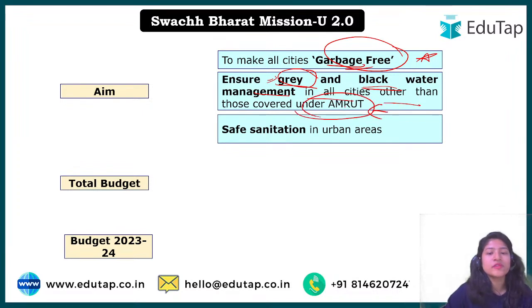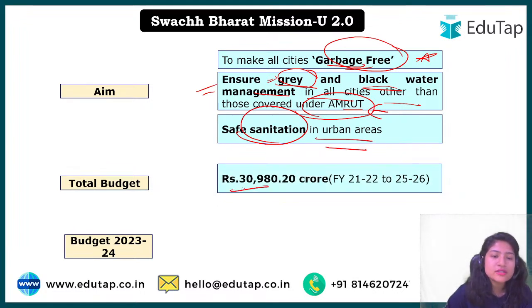So Amrut talks about rejuvenation and transformation of urban areas. In that also there are similar objectives, but there are certain different criteria, and we will look at them in some other video that I'll make on Amrut. But currently we have to understand that all the cities which are not currently under Amrut will be managed under Swachh Bharat Mission Urban 2.0. And of course we are also talking about safe sanitation in urban areas.